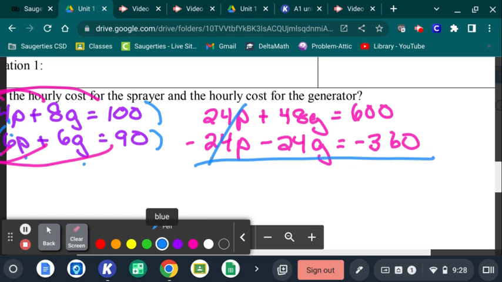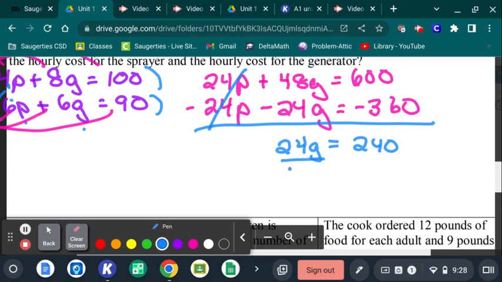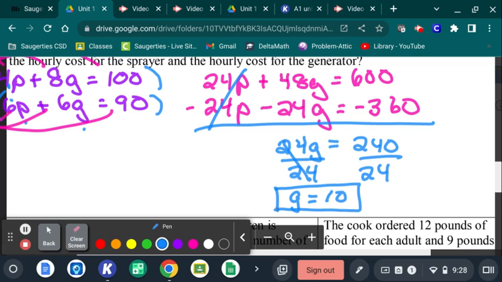So the P's go away. 24P minus 24P. 48G minus 24G is 24G. And 600 minus 360, I believe, is 240. So to get G by itself, divide by 24 on both sides. And you get G equals 240 divided by 24, which is 10. So the generator is $10 an hour.